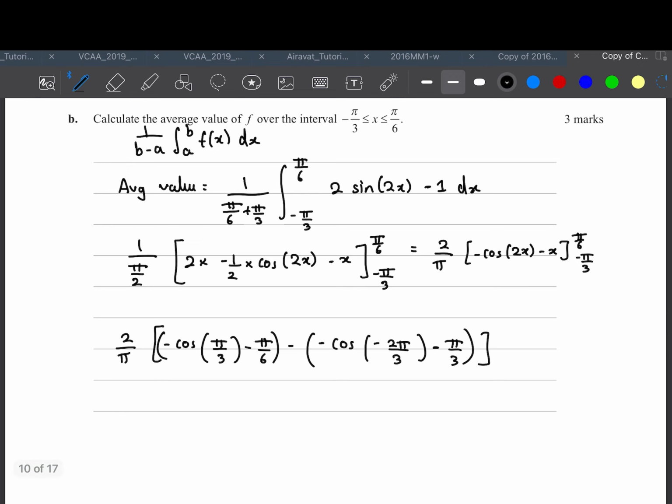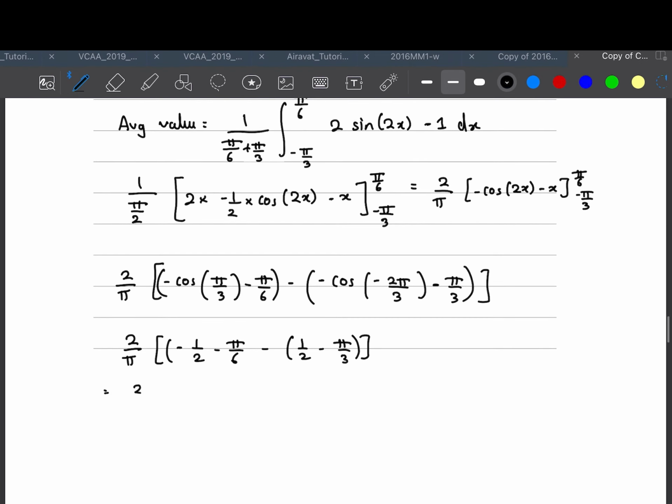So simplifying this, 2 on pi, and this would become negative half minus pi on 6, minus 1 on 2 minus pi on 3, which equals 2 on pi, negative 1 on 2 minus pi on 6, minus 1 on 2 plus pi on 3.